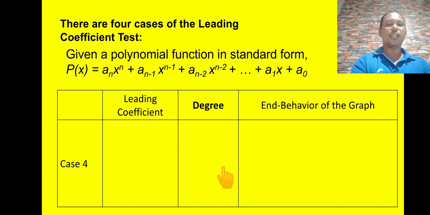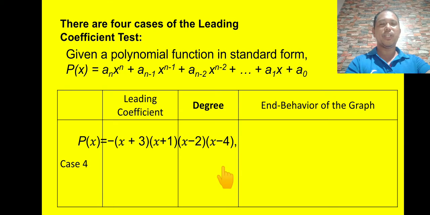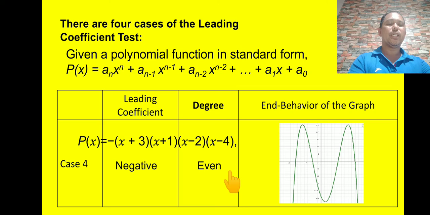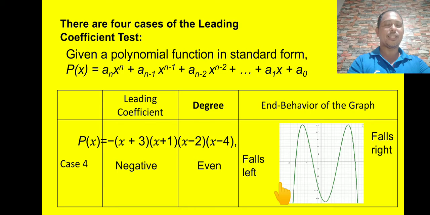Next, for the last, because we have 4 cases. So, another one, we have a negative. Look at the factors. There are 4. Negative 1, leading coefficient. The degree is even. We count 1, 2, 3, 4. So 4 is even. Then the behavior of the graph. If it is even, then look at the graph. Falls left, falls right. Okay, I think it is clear.